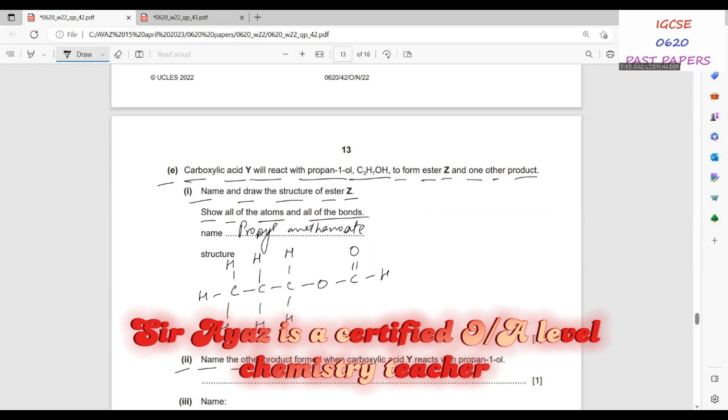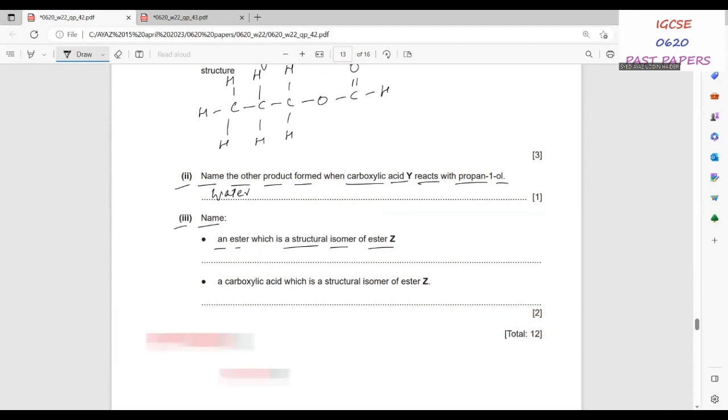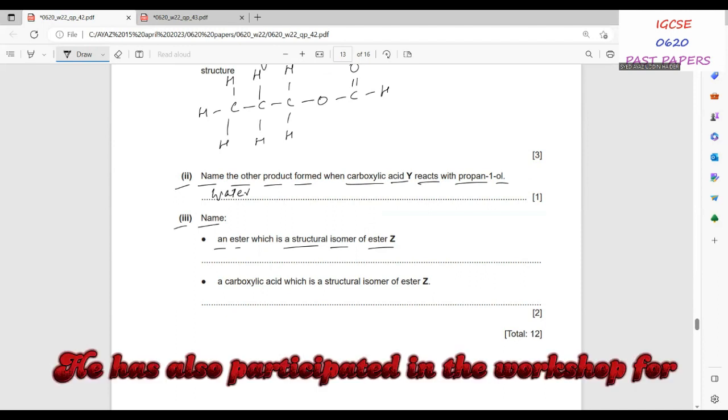Number 2, name the other product formed when carboxylic acid Y reacts with propan-1-ol. The other product in this reaction will be water. Number 3, name an ester which is a structural isomer of ester Z. You want to draw or name another isomer of this ester, which is also an ester. So you have 4 carbon atoms in total, so you can write any one of these. You can have propyl methanoate.